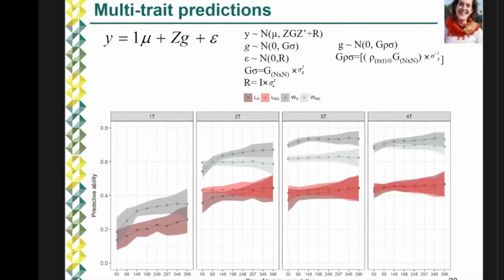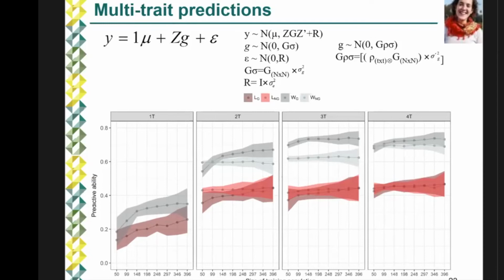What we did is first look at predictions for a single trait, and multiple traits, 2, 3, or 4 traits. And you can see that, yes, there is an improvement in the predictive ability. And this is for the population size, just playing with both things.